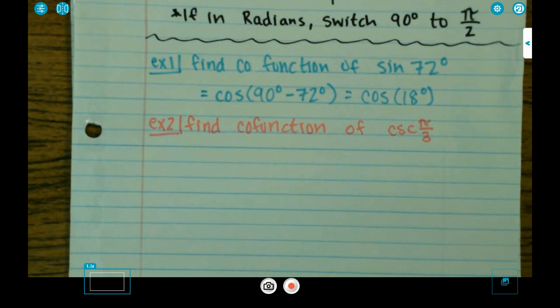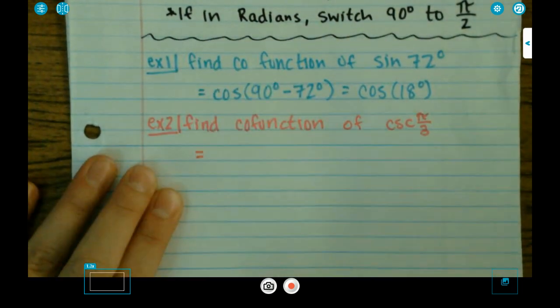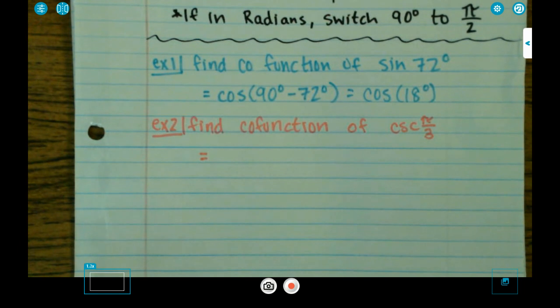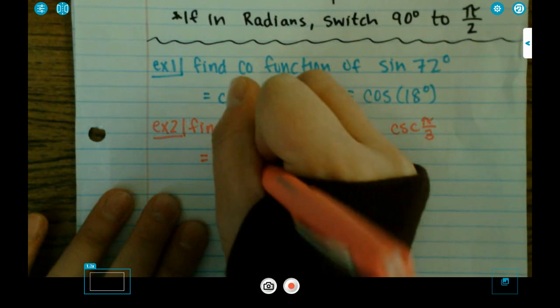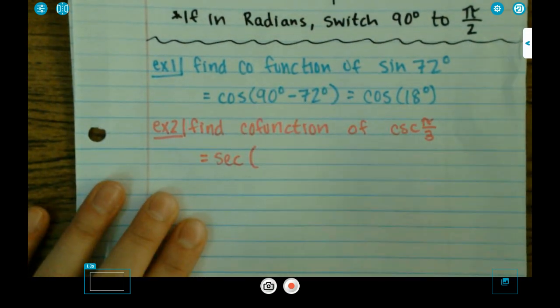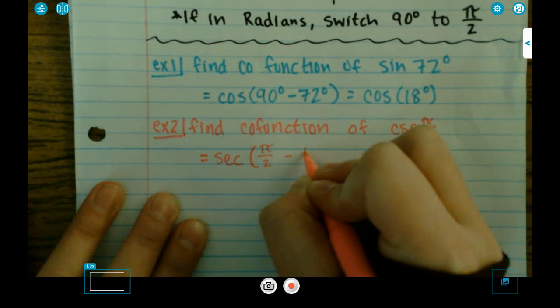Pi over 3 is 60. Yep. Because it's a third of pi, and so it's a third of 180. All right, cosecant, you say, what's the cofunction of cosecant? It's secant. So it's going to be secant of, and then we have to do big brain stuff. We have to subtract fractions. Pi over 2, because that's 90 degrees, minus pi over 3.